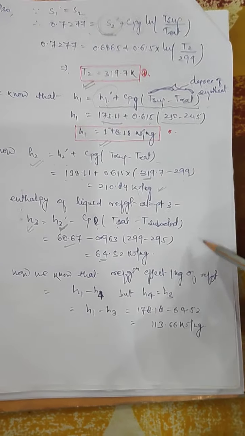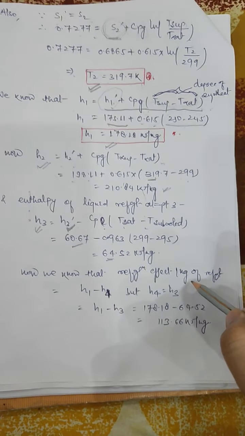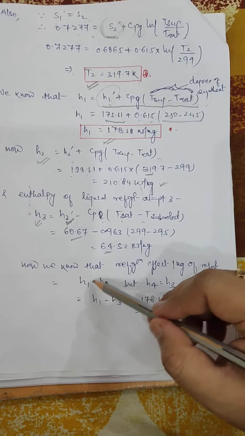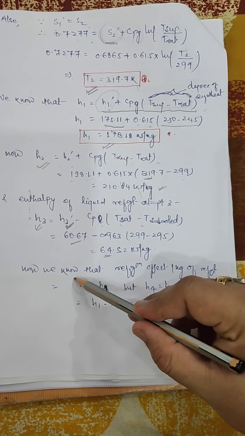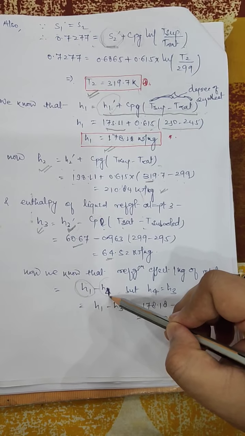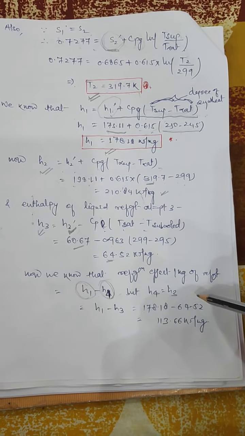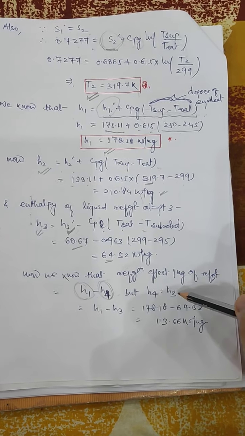Now we know that the refrigeration effect per kg of refrigerant can be calculated as H1 minus H4, H1 being the exit point of the evaporator, and H4 being your H3 value, not H3 dash. So we have this difference, 178.18 minus 64.52 equal to 113.66 kilojoule per kg. This is your refrigeration effect produced per kg of refrigerant.